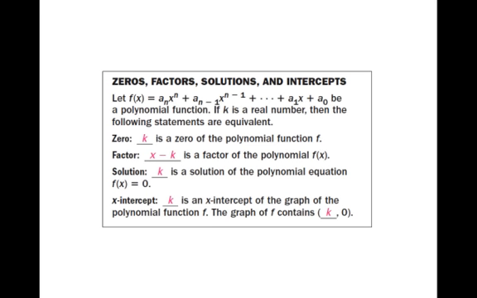Now, to be honest, for those 3, we really wouldn't have to limit ourselves to k being a real number. This last one, we have to be talking about real numbers. X-intercepts: k is an x-intercept of the graph of the polynomial function. The graph of f contains k, 0. That's why we have to make this limited to real values of k, because imaginary values of k are not going to show up on the Cartesian plane, on a real number plane.